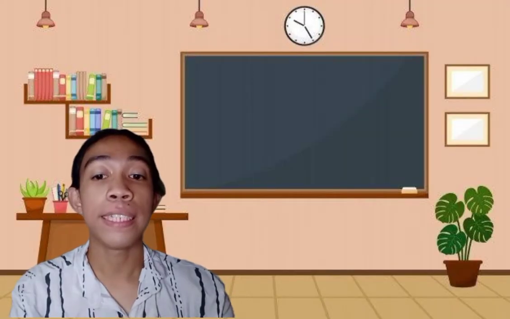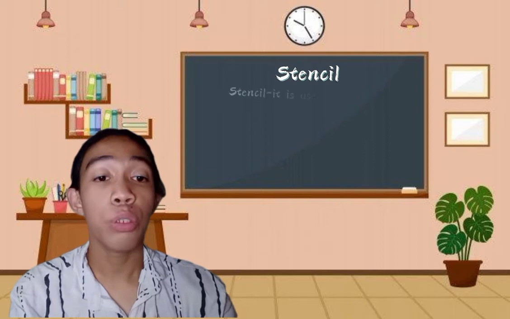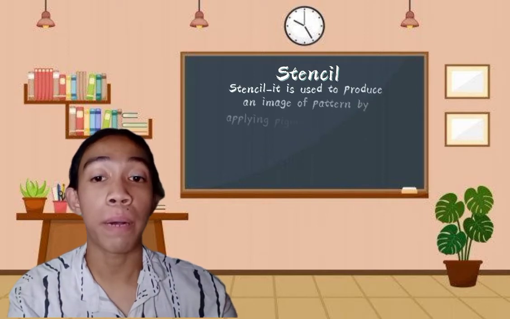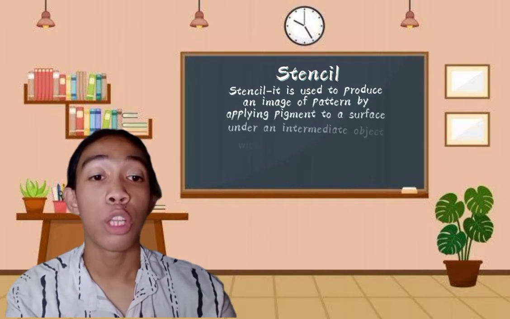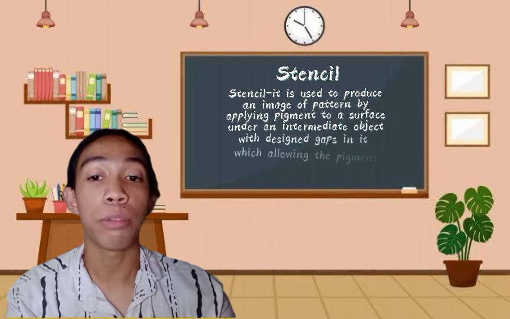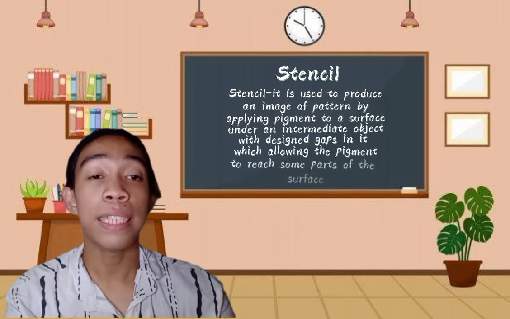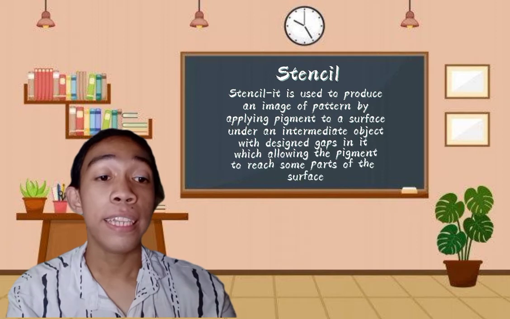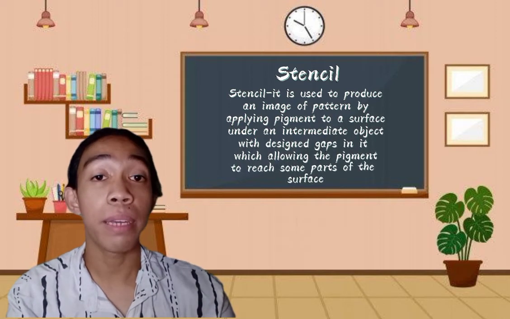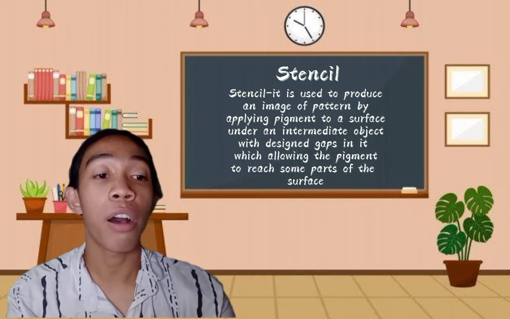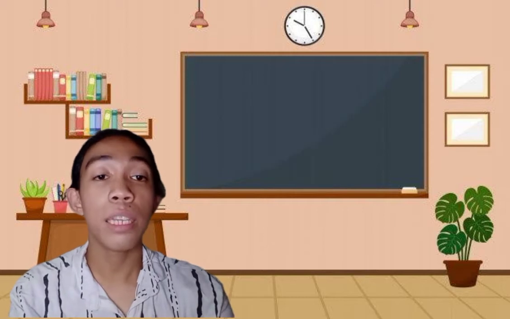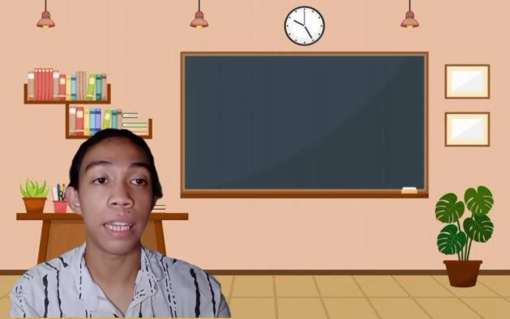The next one is stencil. It is used to produce an image or pattern by applying pigment to a surface under an intermediate object with desired gaps in it, which allow the pigment to reach some parts of the surface. And here are some examples of stencil.